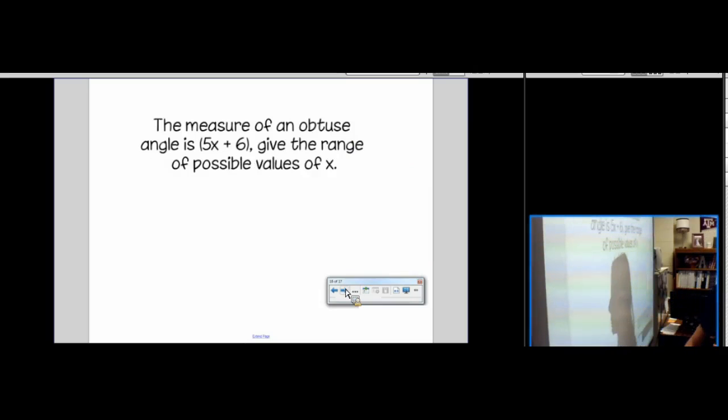Last problem, guys. And this was on your partner quiz. It will also have two decimals. The measure of an obtuse angle is 5x plus 6. Give the range of possible values of x. It's going to be ugly decimals, not pretty. You're dividing things by 5 that aren't divisible by 5. Y'all did this in the partner quiz.